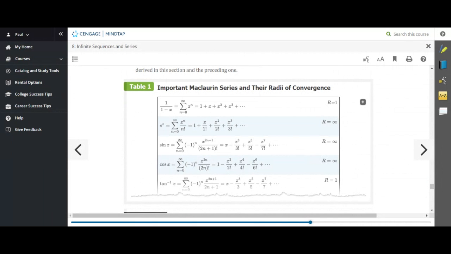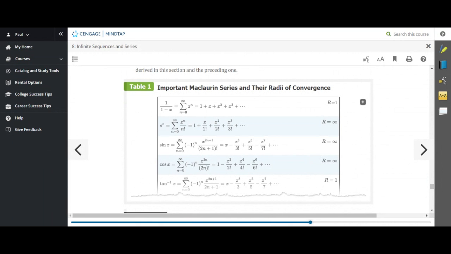The first one should be familiar. 1 over 1 minus x equals that power series, and the radius of convergence equals 1 for the first power series there in table 1. This is from section 8.7. The 1 over 1 minus x is equal to that geometric power series over the interval from -1 to 1. So the radius of convergence is 1.